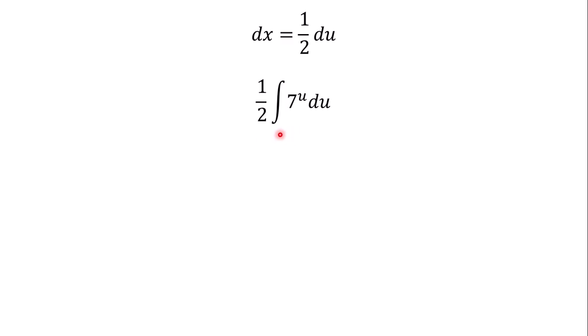We get 1 over 2 integral of 7 to the power u du. It is supposed to be 7 to the power u multiplied by the whole of this, but the 1 over 2 here is a constant. So that is why I write the 1 over 2 at the back of this integral. Okay, so let's focus on this one.